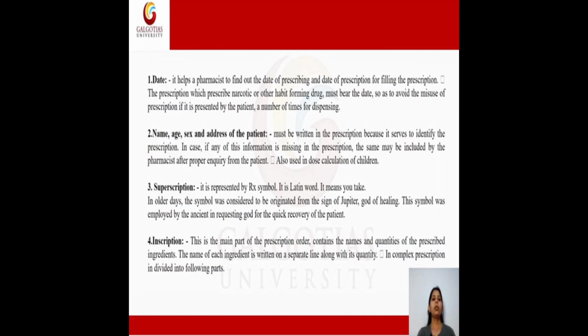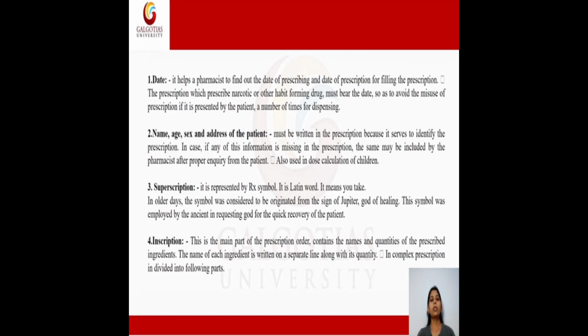Fourth, inscription. This is the main part of the prescription order, containing the names and quantities of the prescribed ingredients. The name of each ingredient which the patient is going to use as medication is written on a separate line along with its quantity.